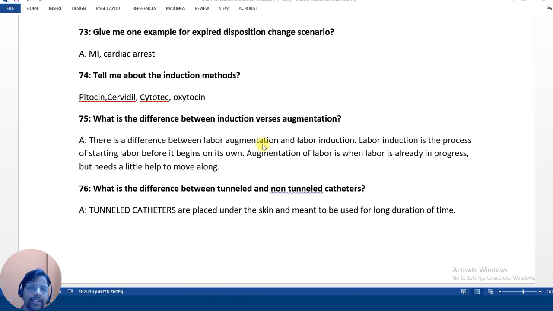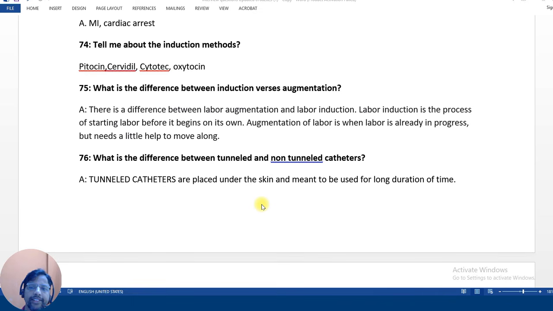You can see in the documentation mostly Pitocin injection, Cervidil, Cytotec or oxytocin. Basically these are all medications you will most of the time see in the documentation for induction. What is the difference between induction versus augmentation? Labor induction is the process of starting labor before it begins on its own, whereas augmentation of labor is when labor is already in progress but needs a little help to move along. So that is the difference between induction and augmentation.